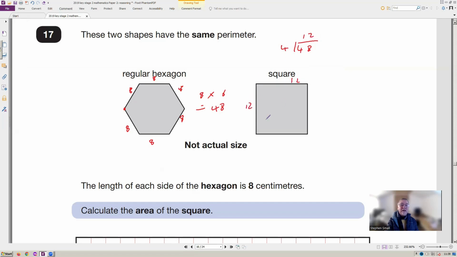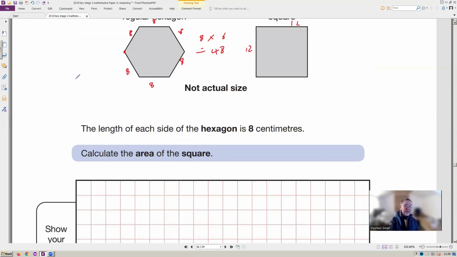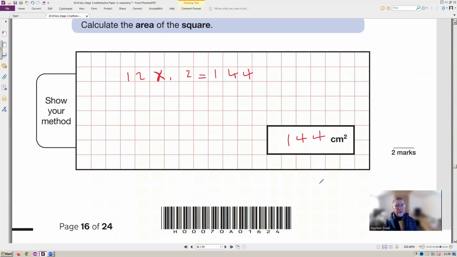So the top's 12. The area is going to be, oh, I suppose I should have done all this down here, but I think they can see it's 12 times 12 is our area, base times height. Oh dear, look at this times sign. Equals 144. I suppose I've got to put that in the right place. And let's put our units down already, 144 centimeters squared. Good.